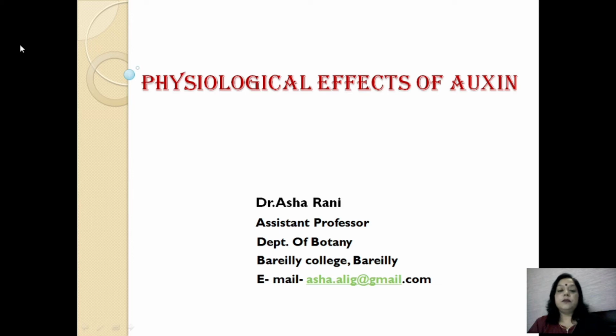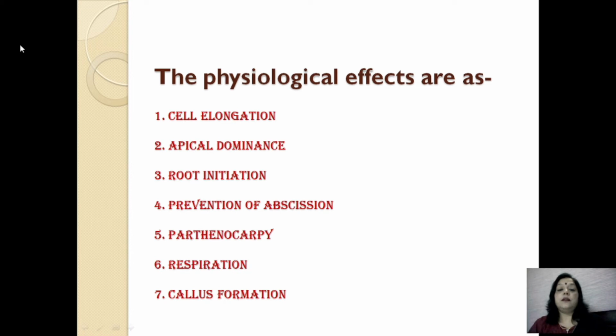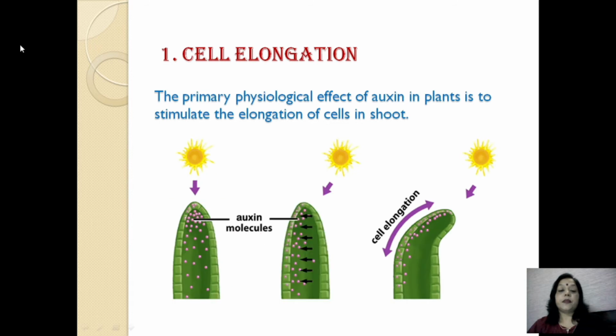In this video, I will discuss the physiological effects of auxin. The important physiological effects of auxin are cell elongation, apical dominance, root initiation, prevention of abscission, parthenocarpy, respiration, and callus formation. Cell elongation. The primary physiological effect of auxin in plants is to stimulate the elongation of cells in the shoot.